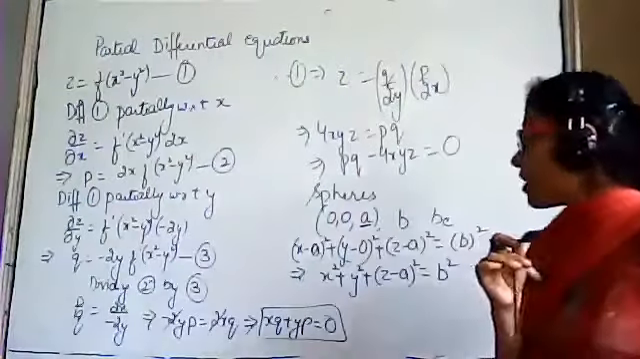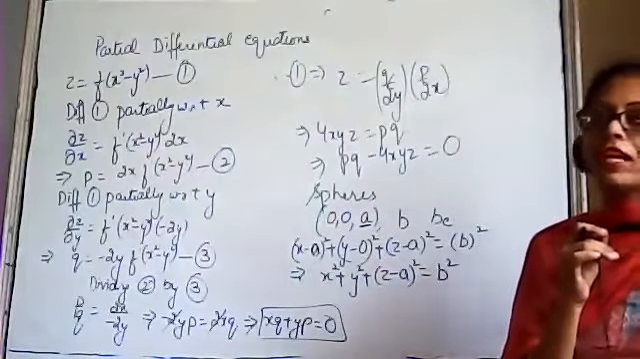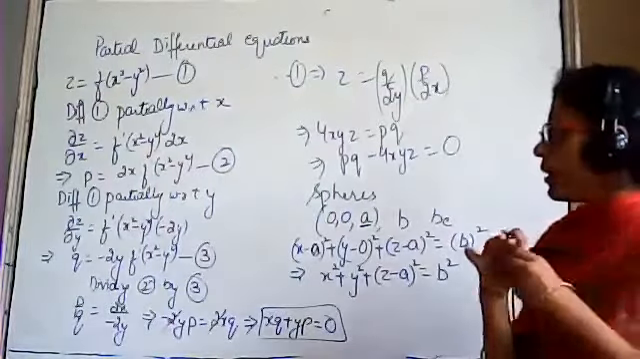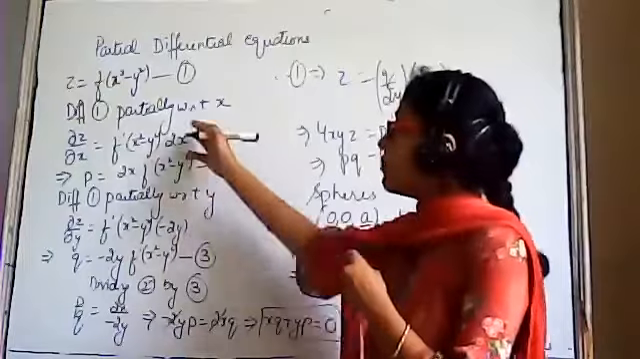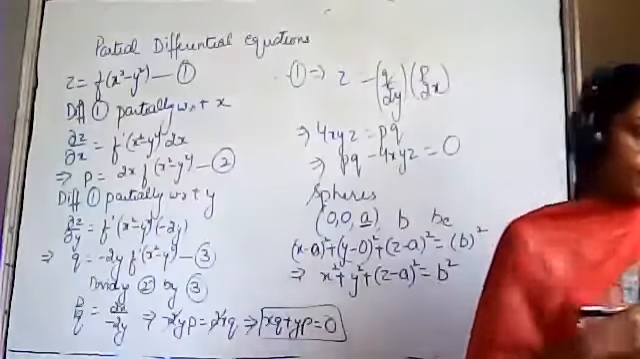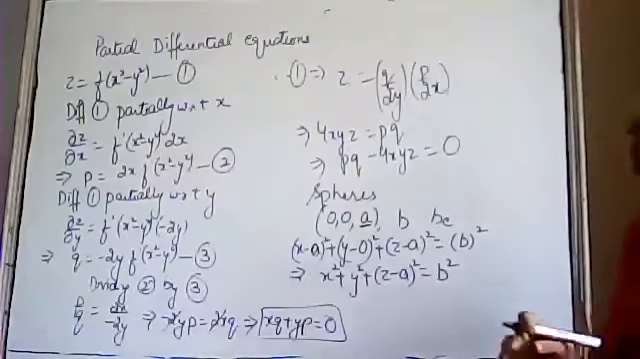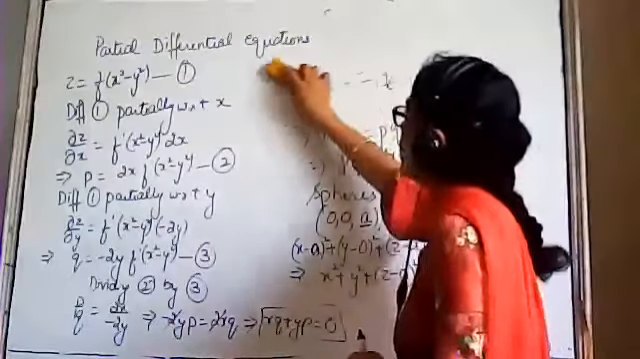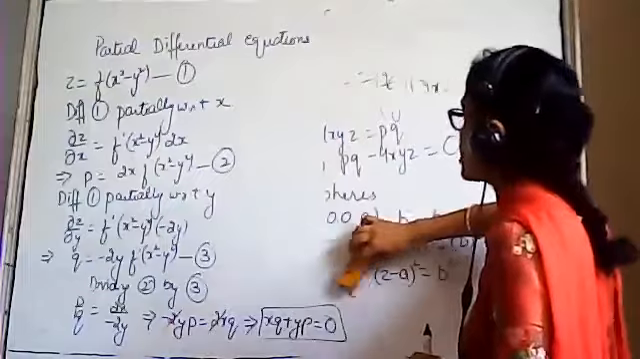Okay, xq plus yp equals to 0. Whenever we get the function, in that case we have to eliminate the functions. Okay, we have to eliminate the functions. For eliminating the functions, we have to divide the equations.